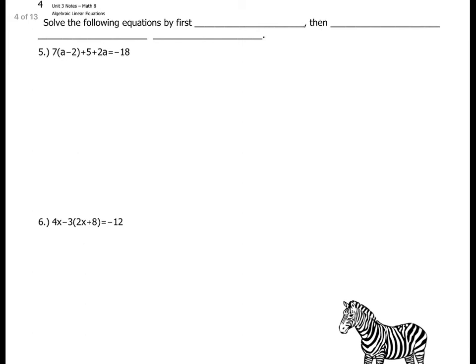So solve the following equations first by distributing, then combine like terms. So first I'm going to draw my line to show my two sides of my equation. So we have to distribute first.